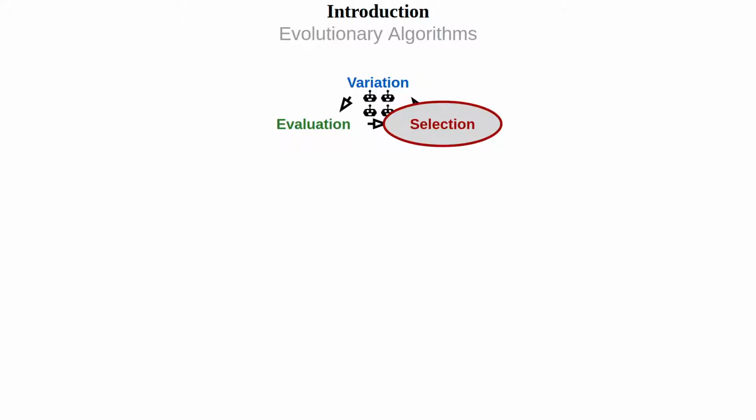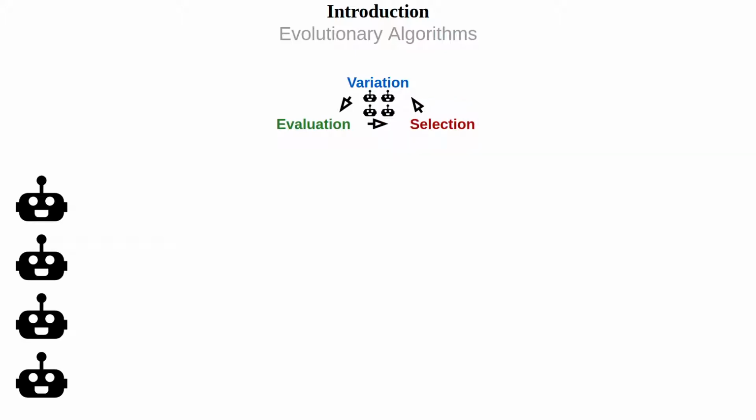The final stage is selection. This is where it is decided, based on the previously computed scores, which agents we would like to continue working with. Alright, so now that we have a high-level understanding of these stages, let's illustrate them with a high-level example.